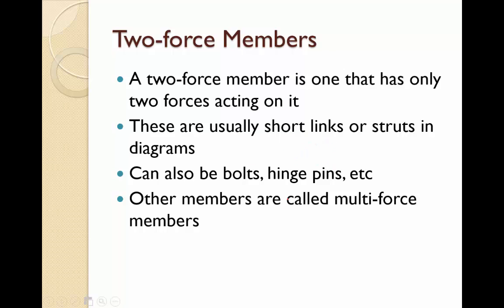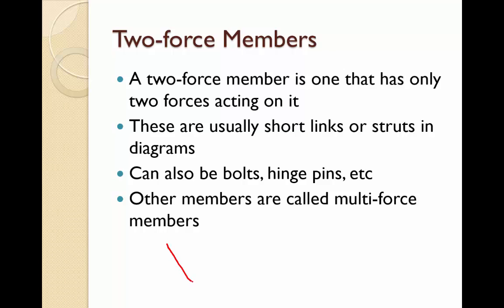It's very important that you realize when you look at a machine problem what the two-force members are. There are a lot of machine problems that are unsolvable without determining this. Other members that have more than two forces are called multi-force members. Let me draw a couple of diagrams to illustrate why this is so important.